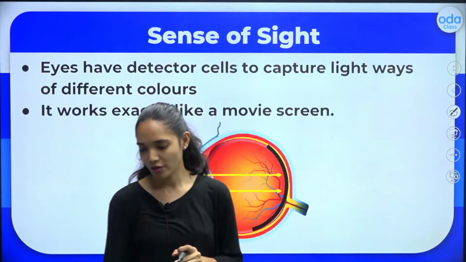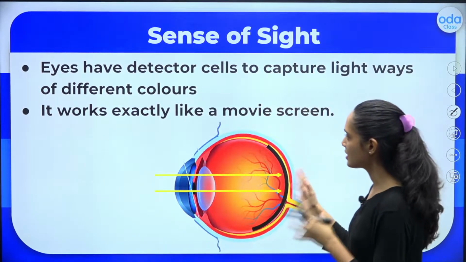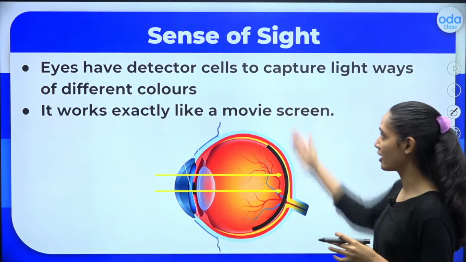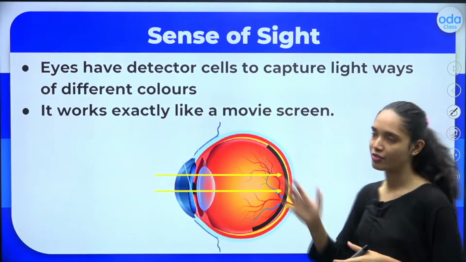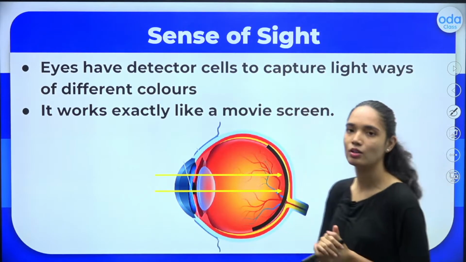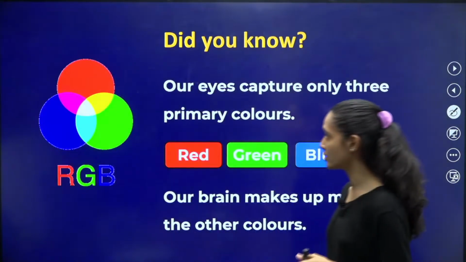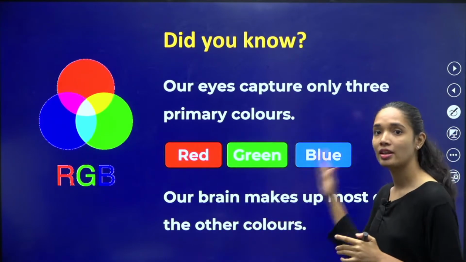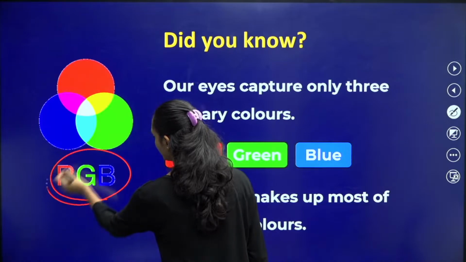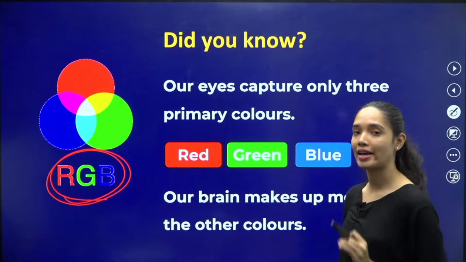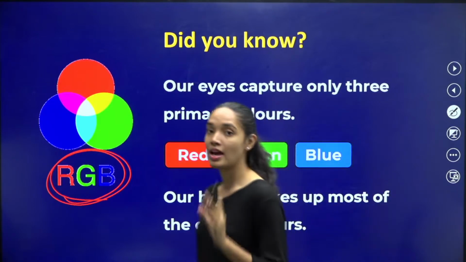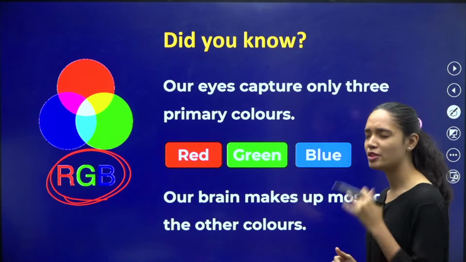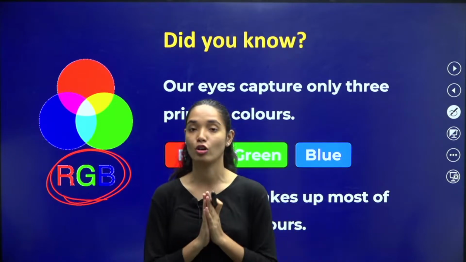Alright, students. Moving ahead, this is a slide where you can capture notes. You can note down these points: eyes have certain detector cells to capture light waves of different colors, and this works exactly like a movie screen. And did you know, my dear students, our eyes can primarily capture three main colors, that is red, green and blue. RGB. Our eyes can only capture these primary colors, and the rest of the colors are made up by our brain. So our brain makes up most of the colors. This is the amazing fact that all of you need to know.